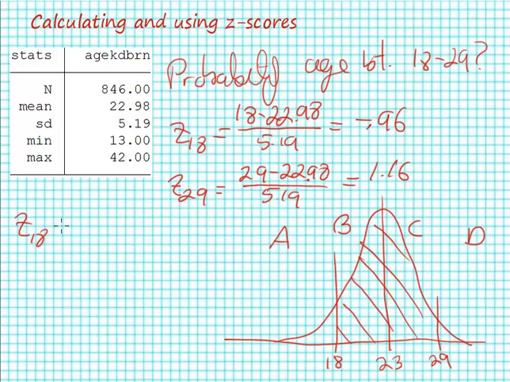My z-score for somebody who's 18 years old has an associated area of 0.3315, and my z-score for somebody who is 29 years old, when I look up the area in the z-table, is 0.3770. I need to figure out the areas for A, B, C, and D.